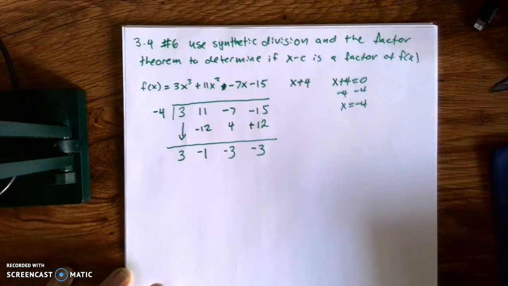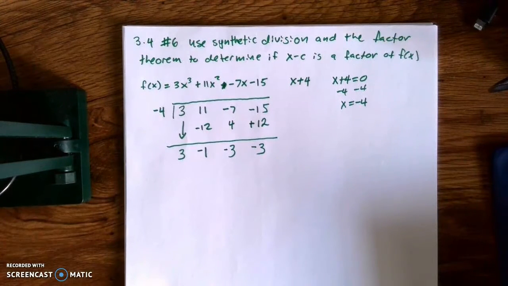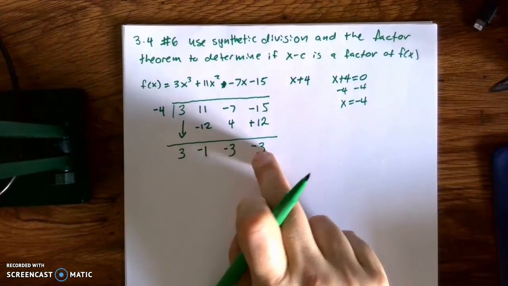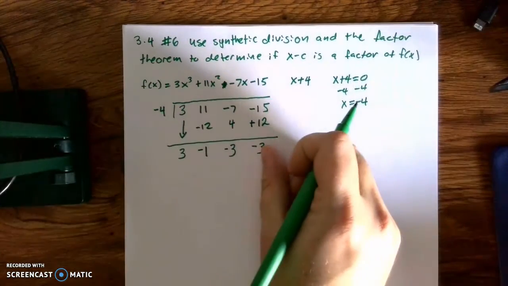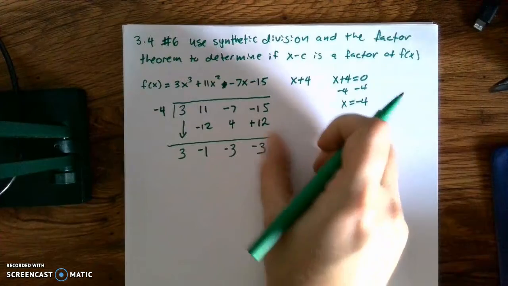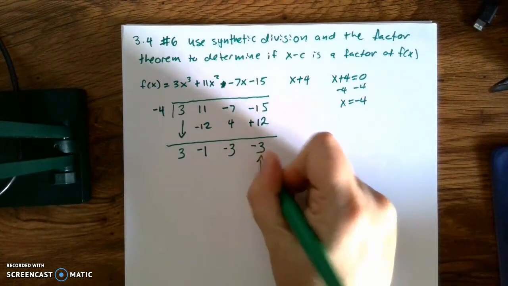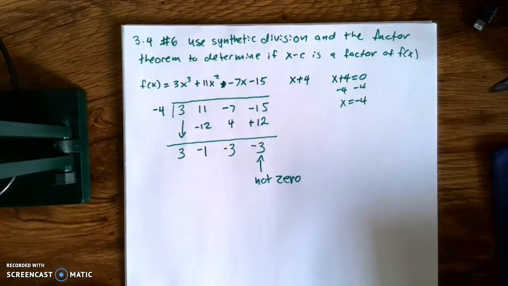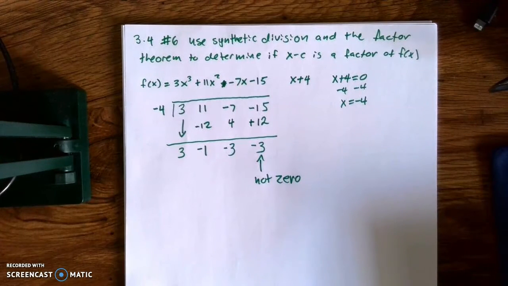So we had to decide if this was going to be a factor or not. It would have been a factor if we would have ended up with a 0 as our last point here. But no, we did not. We have this 3 here. So because it's not 0, that tells me x plus 4 is not a factor. Okay, I hope this helps.